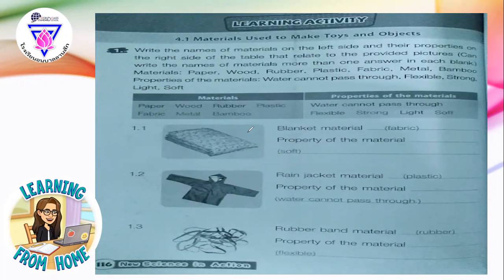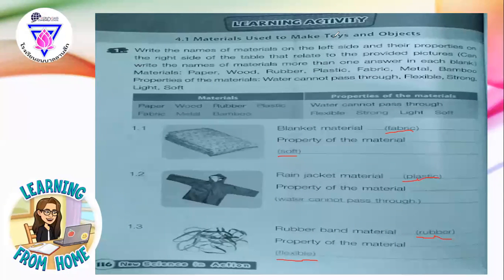Here in number one, we have the blanket. The material of the blanket is fabric. You're going to write this. The property of the material is soft. And then in number two, the rain jacket, what is the material? It is plastic, and it is waterproof, the water cannot pass through. Then we have the last one, the rubber band. The material is rubber and it is flexible. Okay, finished.